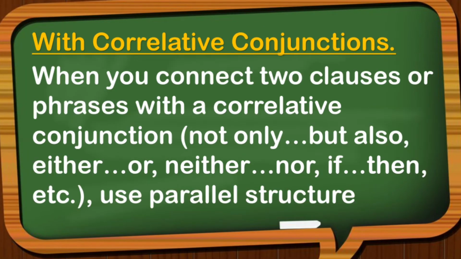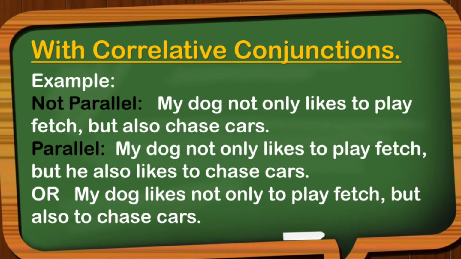Excellent. Next one, with correlative conjunctions. When you connect two clauses or phrases with correlative conjunctions, for example, not only, but also, either, or, neither, nor, if, then, and etc., use parallel structure. Example with correlative conjunction. First, the not parallel one.